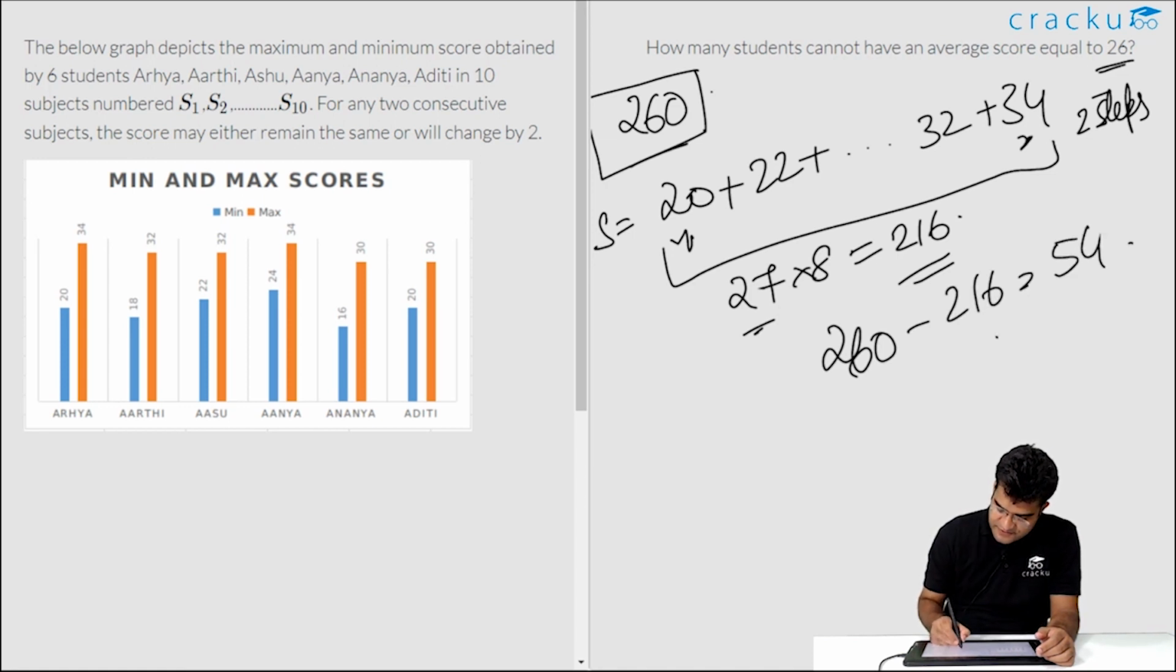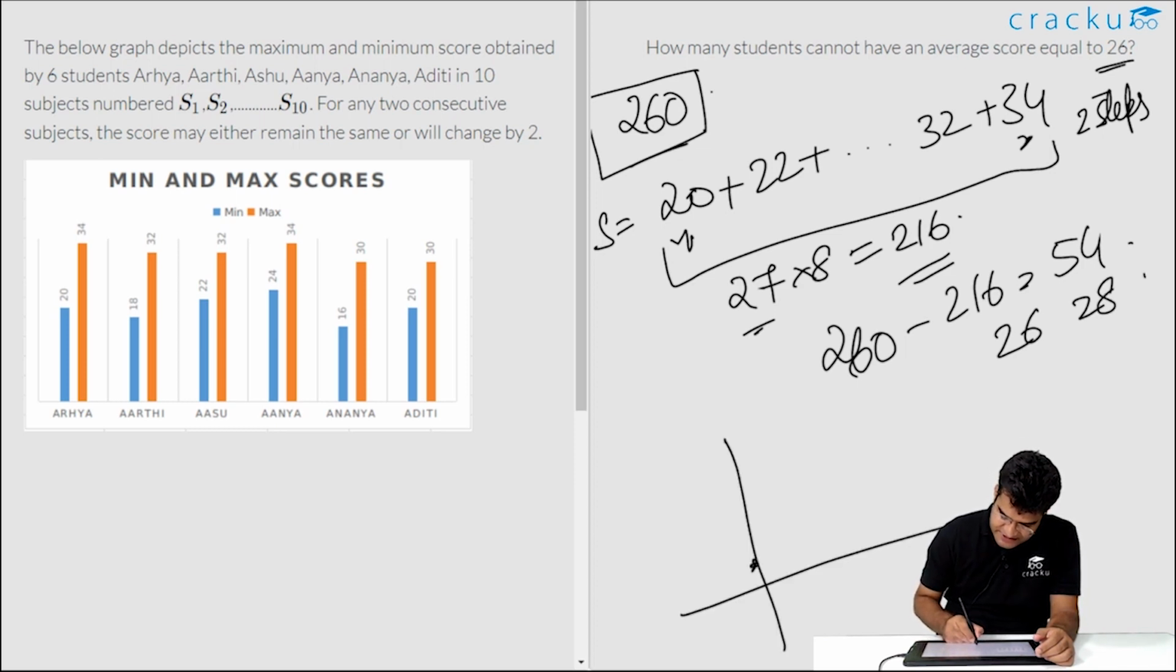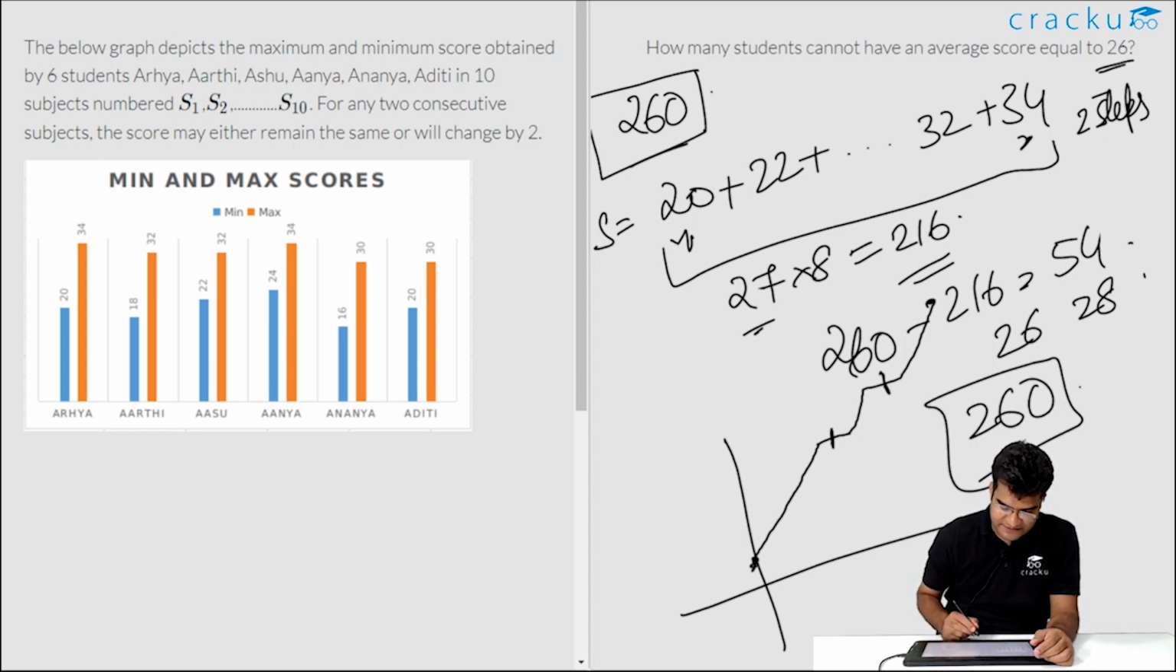This is quite easily possible by saying the 2 numbers are 26 and 28. So, if you want to draw the graph, we are saying that she starts with 20, goes on till 26 in a straight line, then waits here once, then goes to 28, waits here again, and then goes on till 34. In this kind of a graph where there is one extra 26 and one extra 28, the sum will equal 260. Therefore, her average will equal 26. So, in the case of Arya, average of 26 is possible.